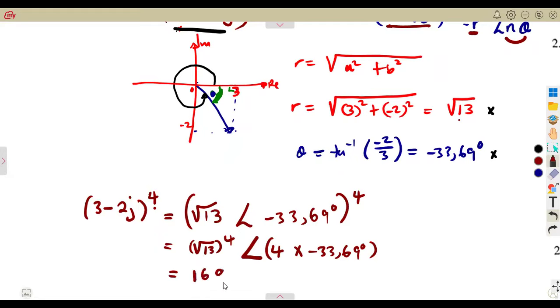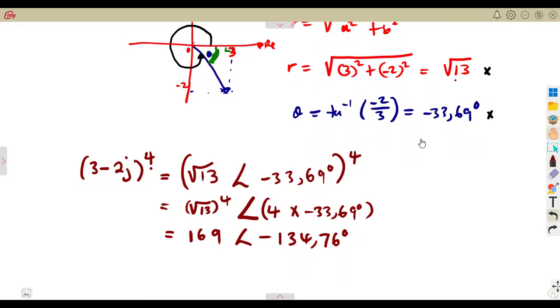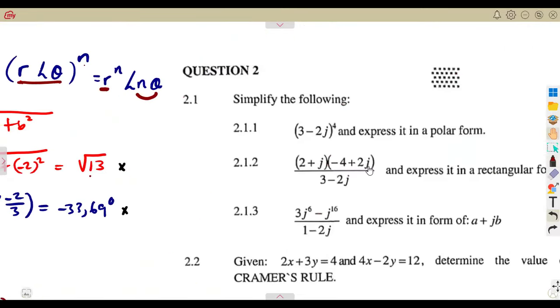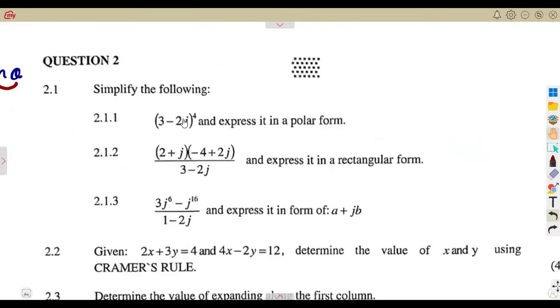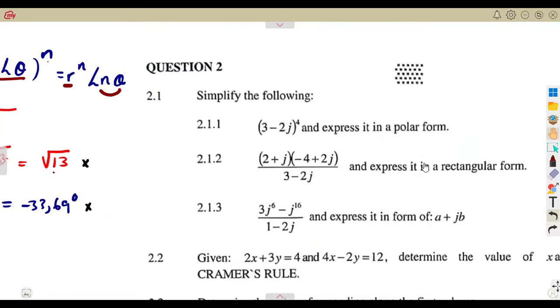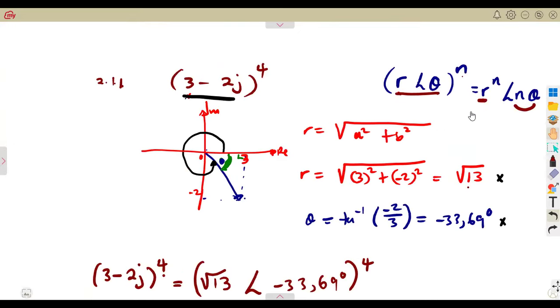So this simplified is going to give us 169. And the angle, you multiply it, is going to be negative 134.76. So also use your calculator to verify if we are on the same page, because guys, if you're working with the calculator, you can make simple mistakes. So also verify with your calculator. That's the simplification. So you need the conversion for you to apply the exponent, which is De Moivre's part.